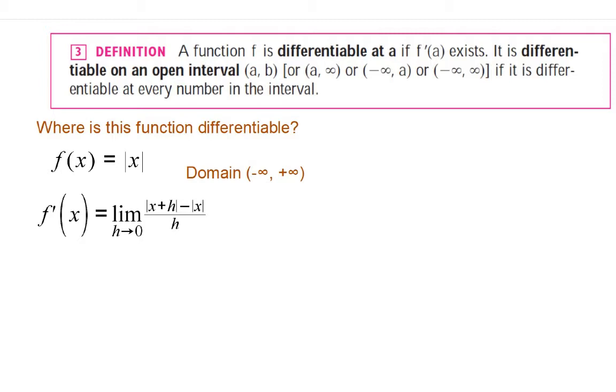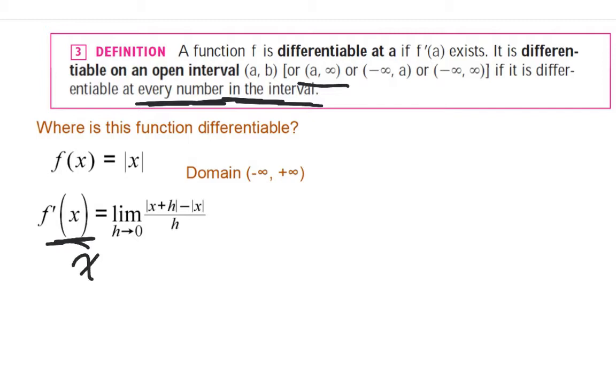And it is differentiable on an open interval, not a closed interval, an open interval, a to b, or it could be a to infinity, negative infinity to a, any of that, if it is differentiable at every number in the interval. So if it's not differentiable somewhere, then you can't take it. And so where is this function differentiable? So the domain of the original is negative infinity to positive infinity, but we want to look at our derivative here. So let's go ahead and look at that.